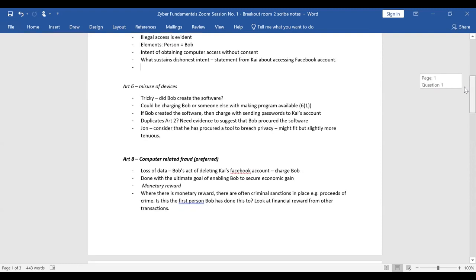And Article 6, we said it was tricky. Did Bob have that software? Did he produce it, or did he manufacture it, or did he procure it from somewhere? So that's why we thought that charges may not be that strong to hold to secure conviction. Perhaps a more detailed investigation may allow us to have the charges.